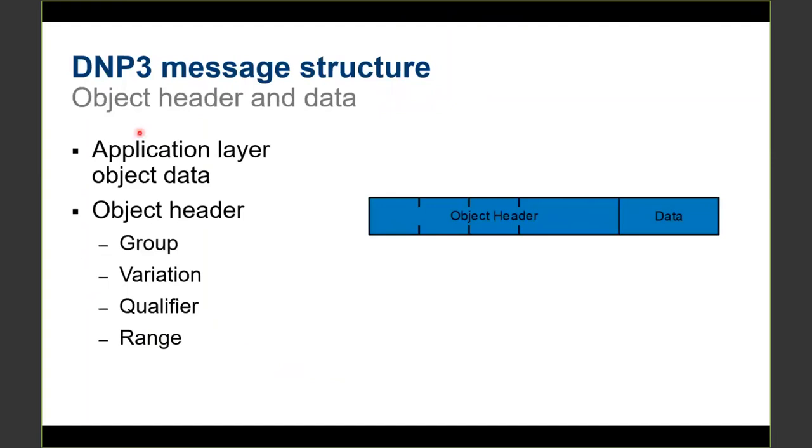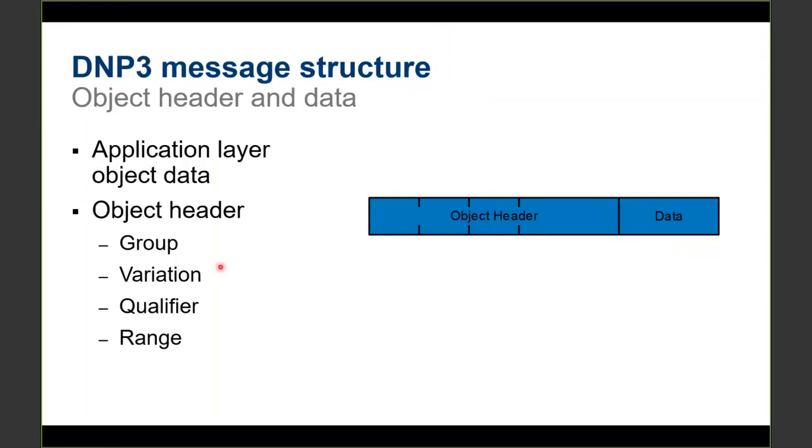In the object header, which is still in the application layer, the stations can define which object will be transmitted and which information will be responded to by the slave station. So, for example, when the master station sends a request to the slave station and wants to read only the analog inputs, the master station will put the type of object it wants to read, and the slave station should respond only with this information.